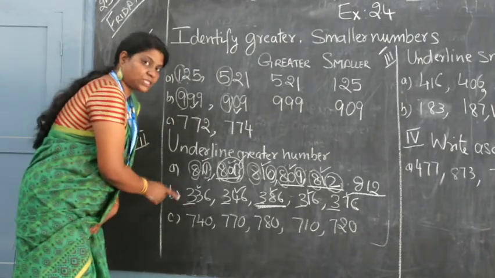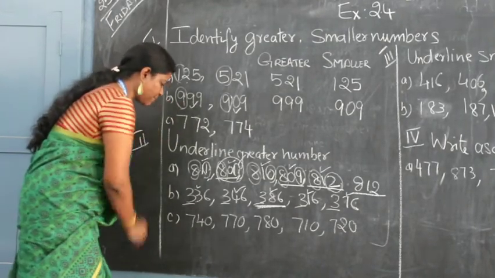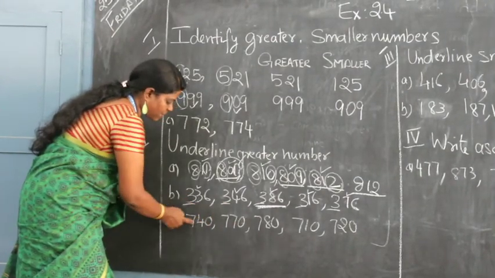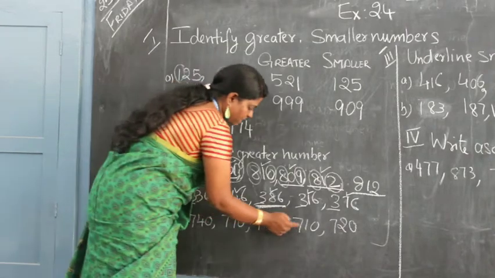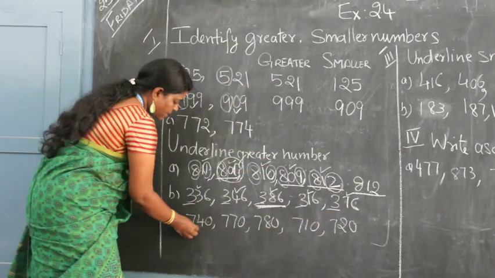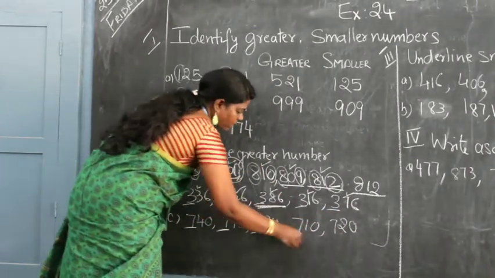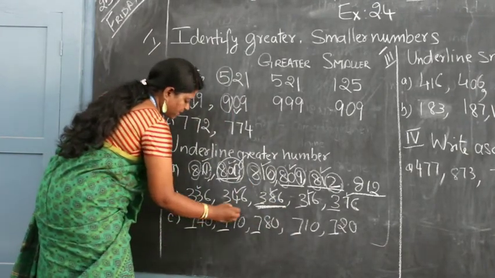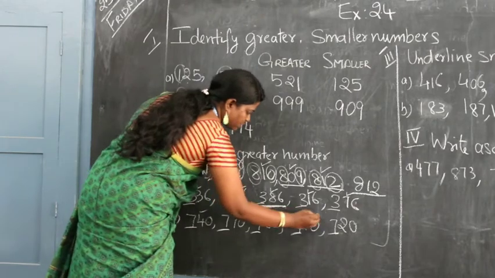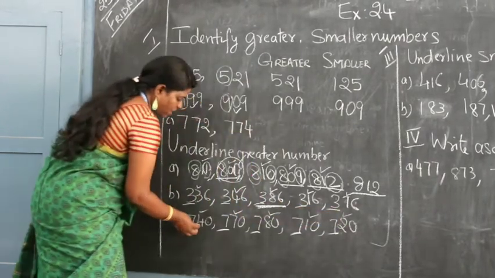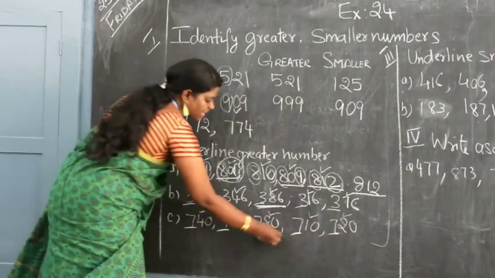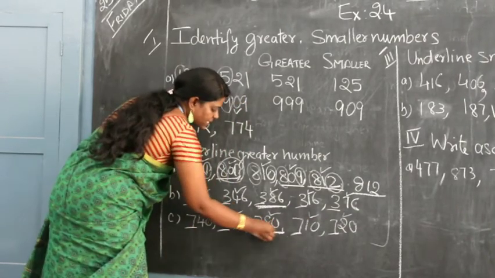Now let's do the last one here, underlining the biggest number. Here all these are 3-digit numbers, right? 1, 2, 3 in each. First numbers are all the same. Let's move on to the second number. Here it is 4, here it is 7, here it is 8, here it is 1, and here it is 0. So 4, 7, 8, 1, 0. Which one is biggest? 8 is the biggest. So this is the biggest number.